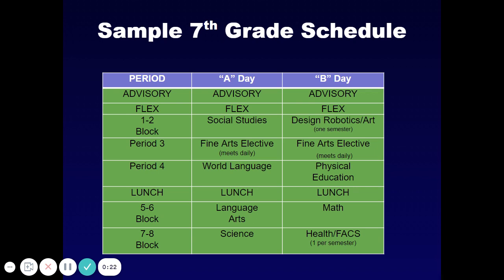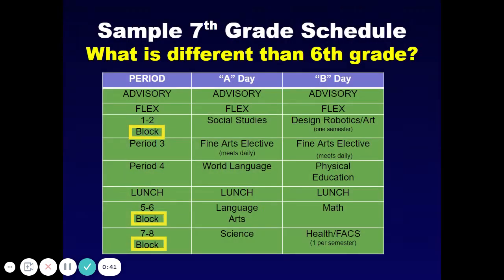Today we're going to provide you with an overview of the changes that you'll be seeing for 7th grade, as well as the registration process. Here you can see a sample of the 7th grade schedule. You'll notice that it looks very similar to your 6th grade type schedule. We do add 1 block to your schedule in grade 7. So you can see periods 1, 2, 5, 6, and 7, 8 are all blocked.